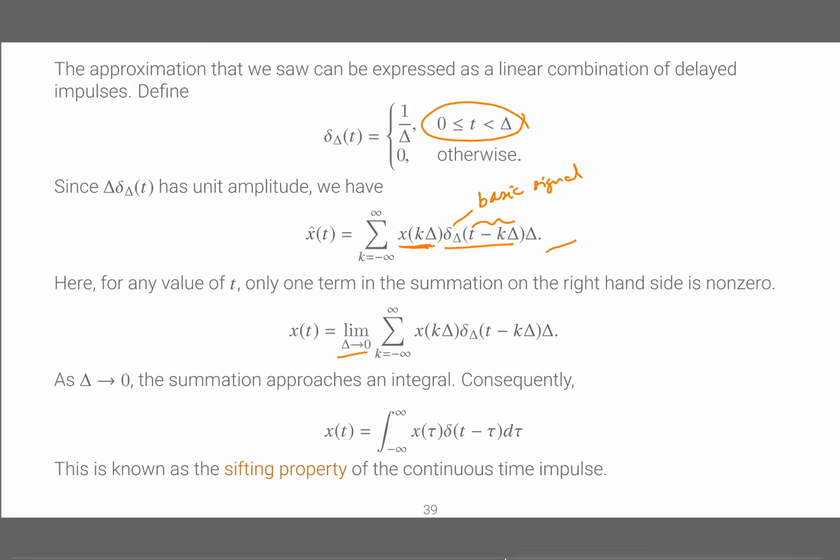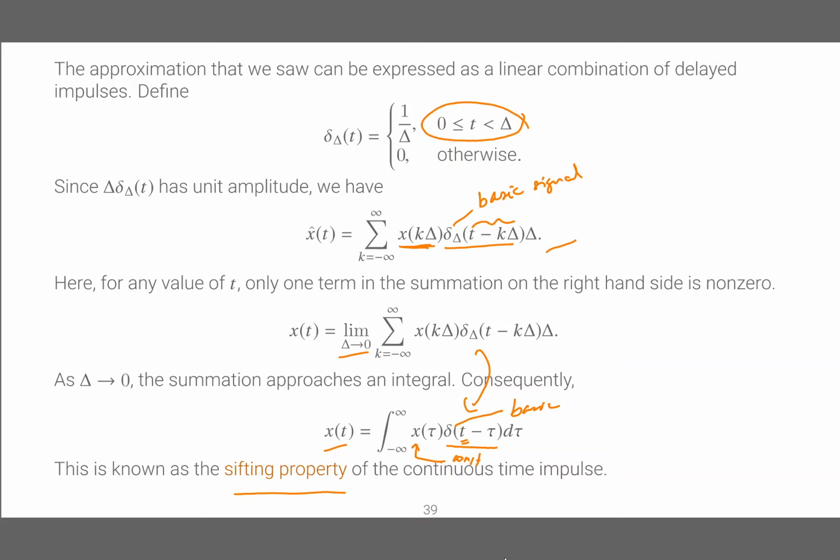When we send delta to the limit of 0, we can convert that into an integral. You can see x(t) is equal to the integral from minus infinity to infinity of x(tau) delta(t - tau) d tau. This is known as the shifting property. What have we done? We have represented x(t) as a linear combination of basic signals. This is that basic signal, a function of time, and these are constants if we consider time. They are the multipliers in the superposition.